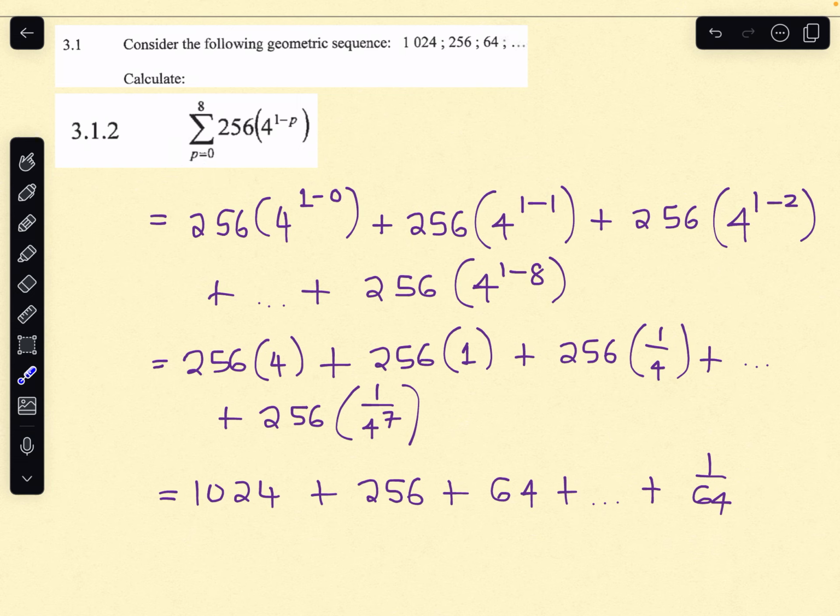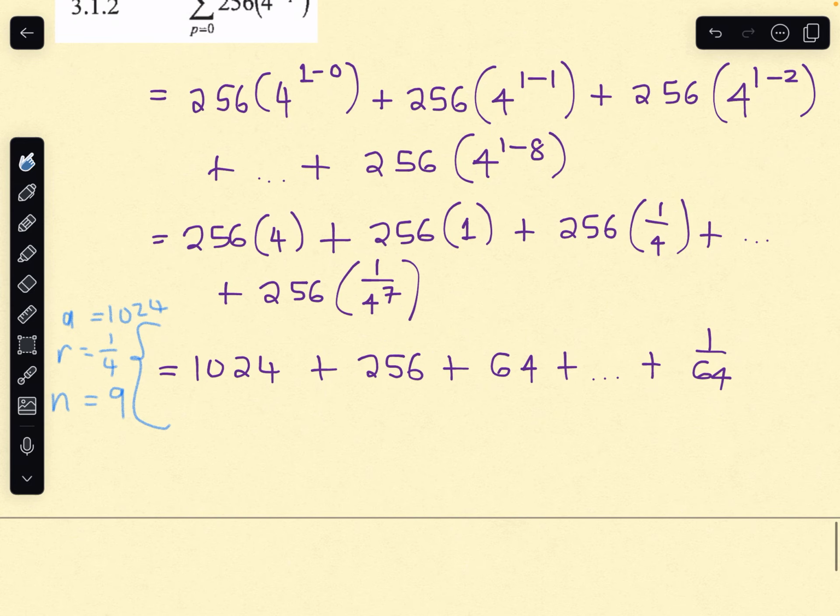So this is a geometric series where a is equal to 1024, like we had before. r we've already calculated as a quarter. The number of terms in the series is 9, right? So essentially we are working out S9 in disguise. That's what we are working out, right?